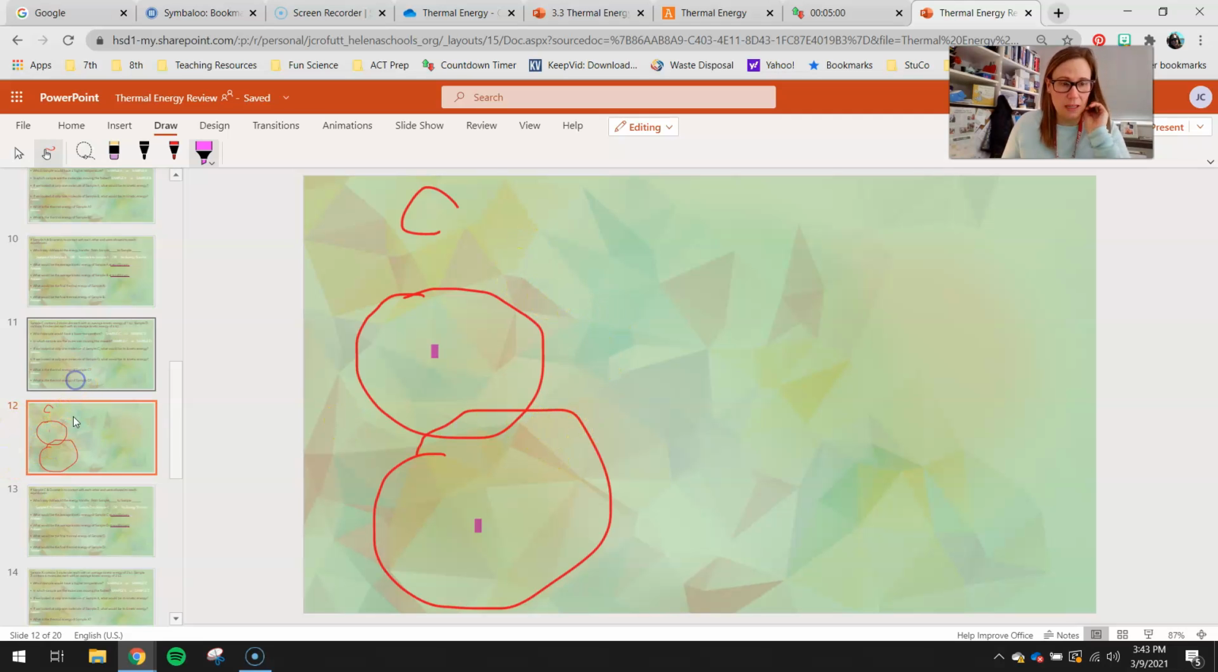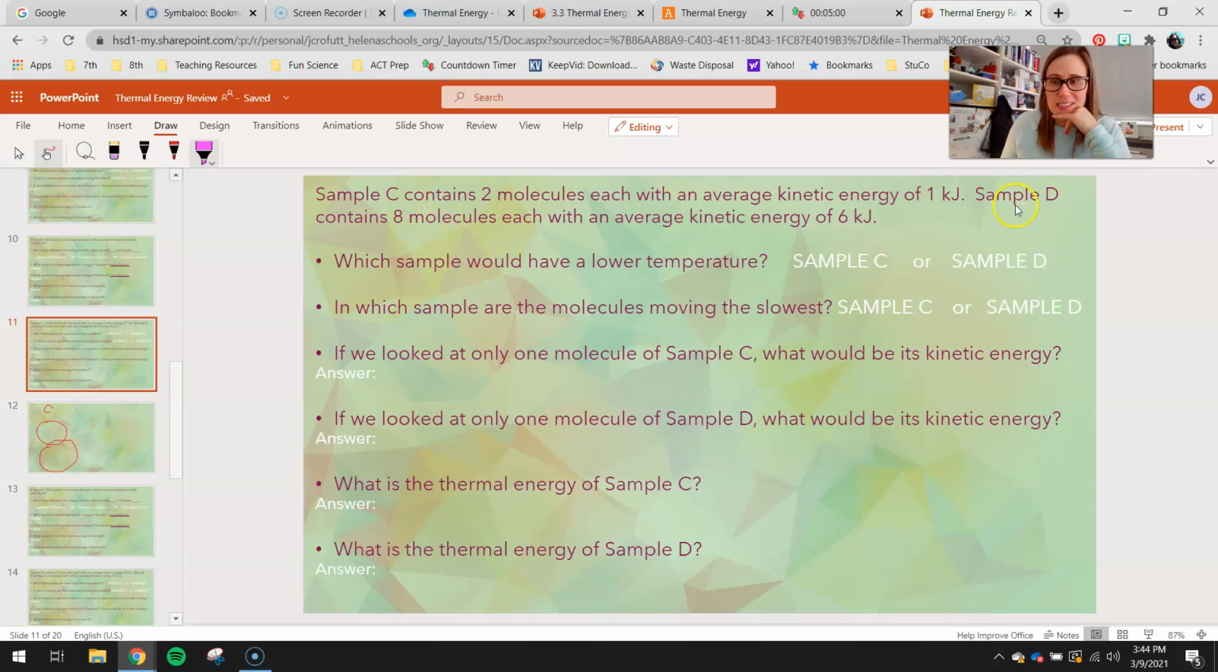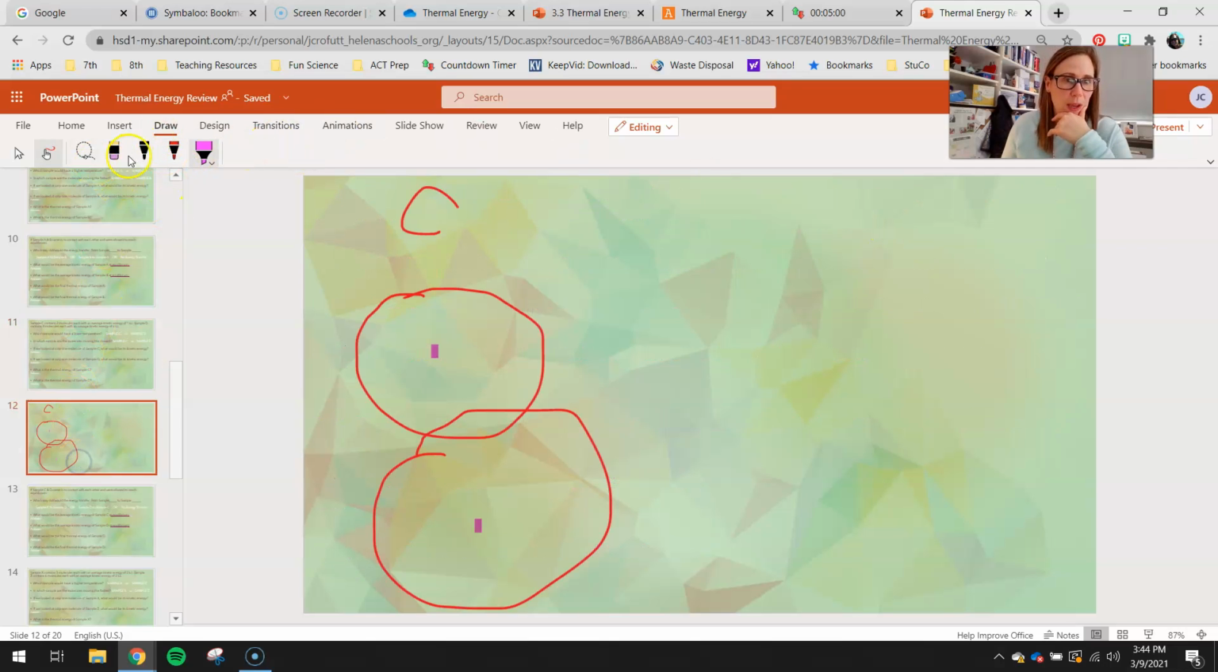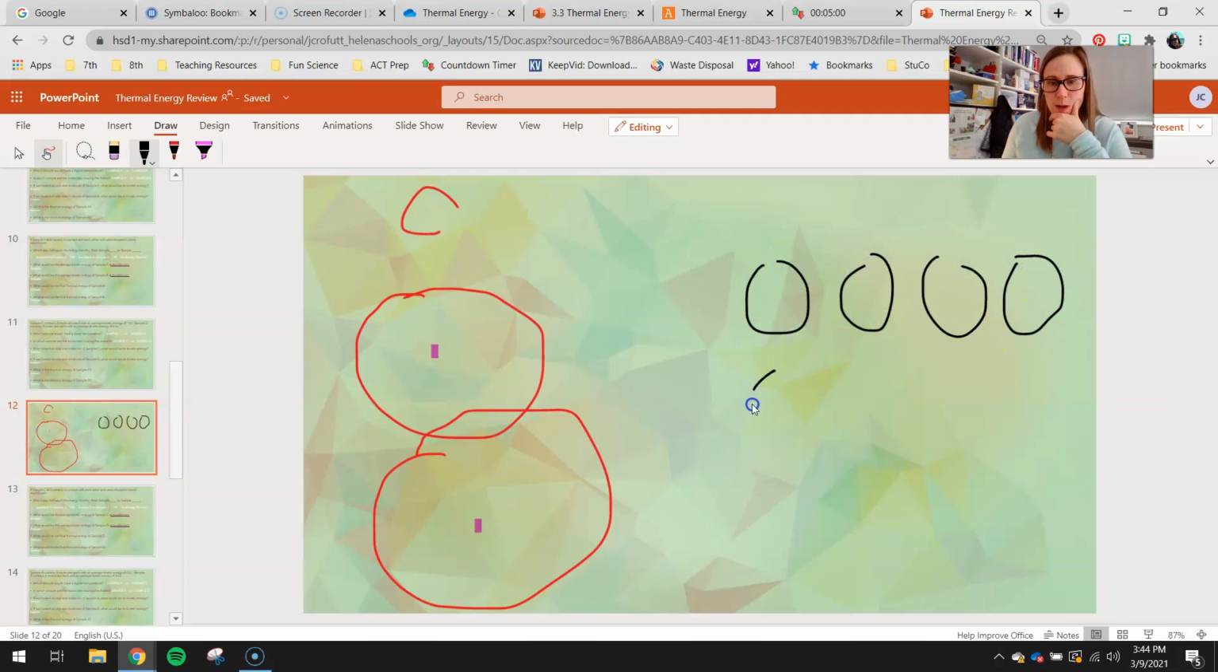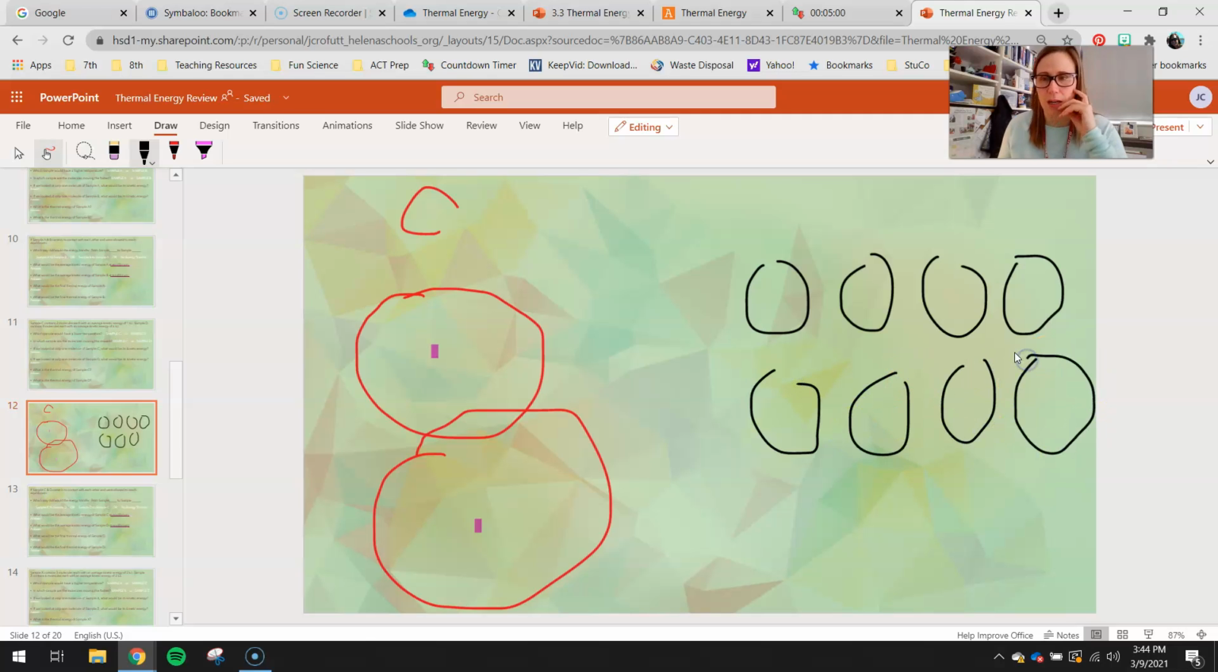Okay? Going back up to my question, sample D contains 8 molecules, each with an average kinetic energy of 6 kilojoules. So I'm going to go back to my picture. I'm going to draw my 8. 1, 2, 3, 4. I know they're a little bit smaller. 5, 6, 7, 8. It really doesn't matter if they're the same size or not. Okay, and then each of those had 6 kilojoules of energy. So 1, 2, 3, 4, 5, 6.